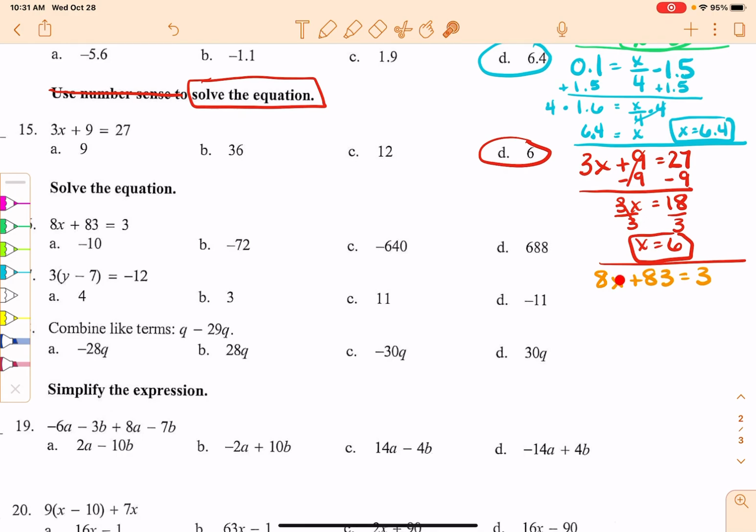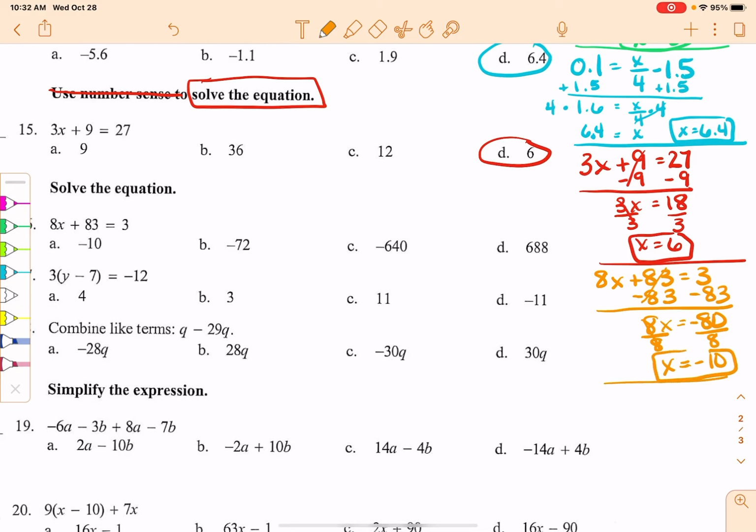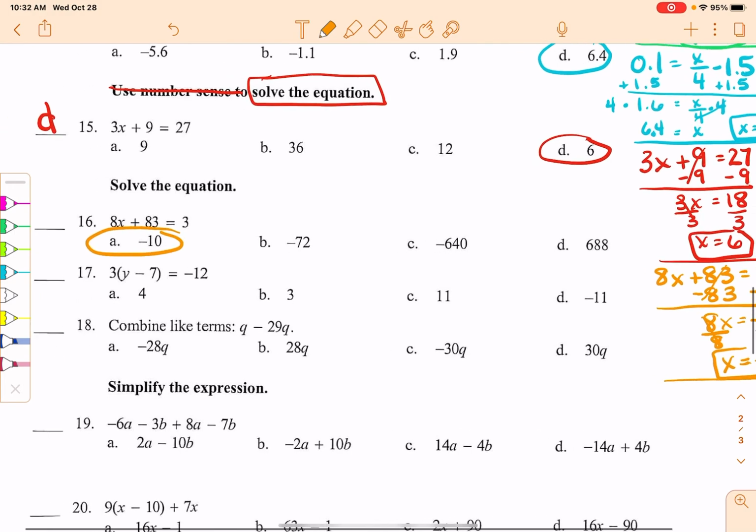So to get x alone, we got to get rid of this first. So the opposite of adding 83 is subtracting 83. So those cancel. I'm left with 8x. 3 minus 83 is negative 80. Now to get x alone, I'm going to divide by 8. So that leaves me x. And then I have negative 10. So there's my answer.